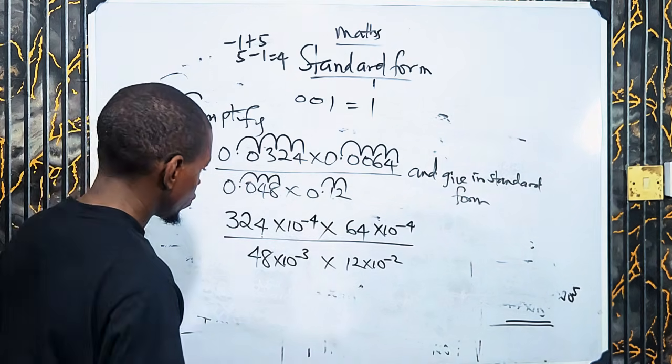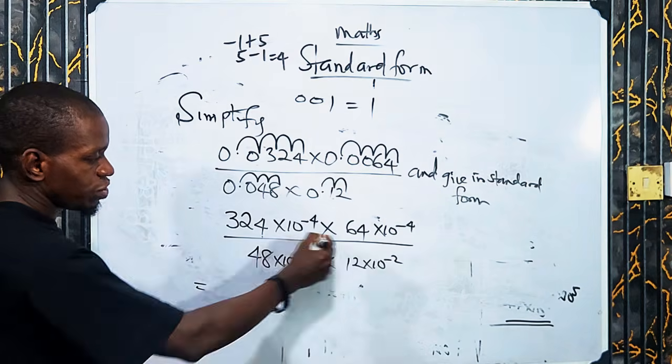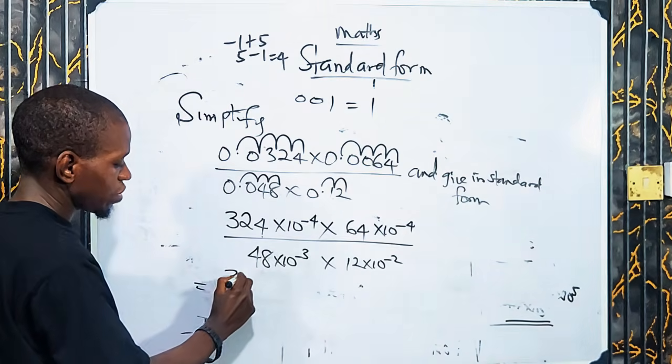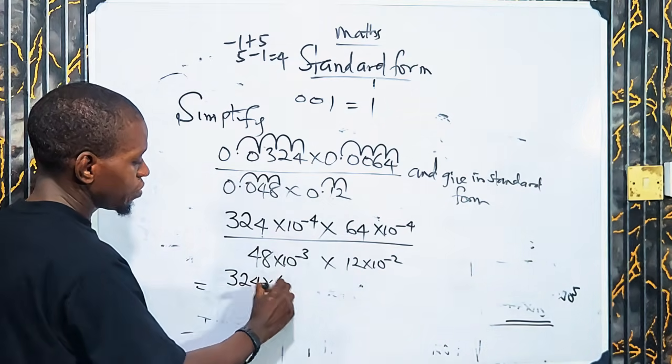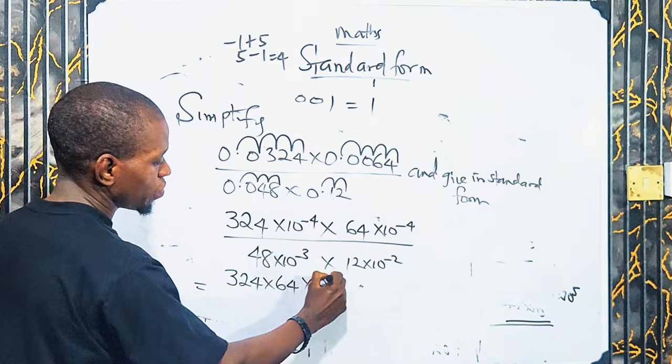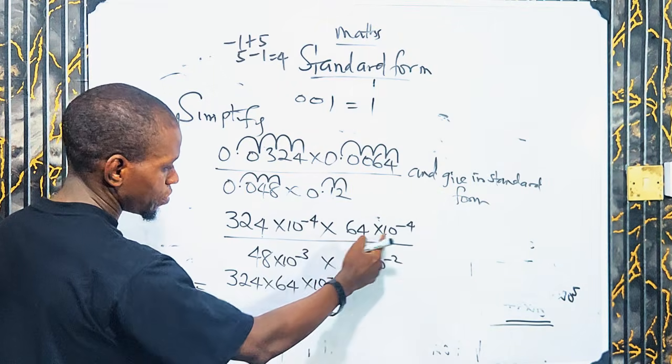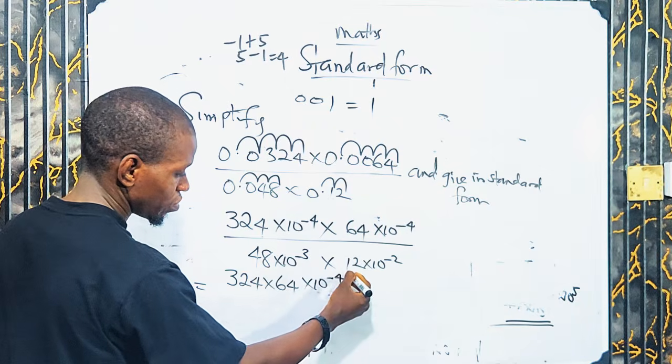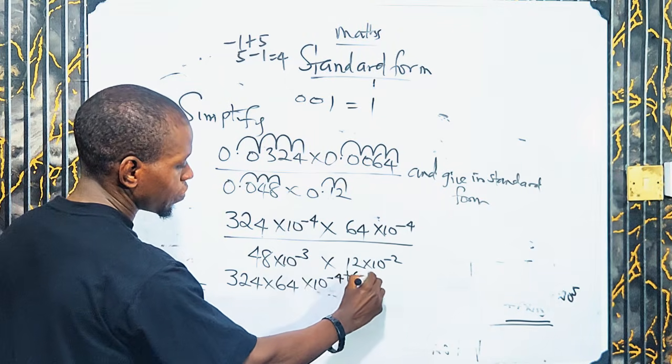That is very simple to solve. You know what to do now. You just pick your numbers together. You have it as 324 times 64. These are your two numbers. Times 10 raised to the power what? Minus 4. I'll say minus 4. Because of times, I'll say the other one is plus. I'll say plus minus 4.